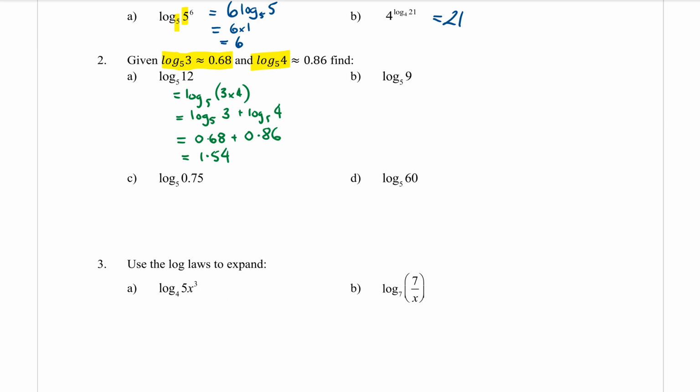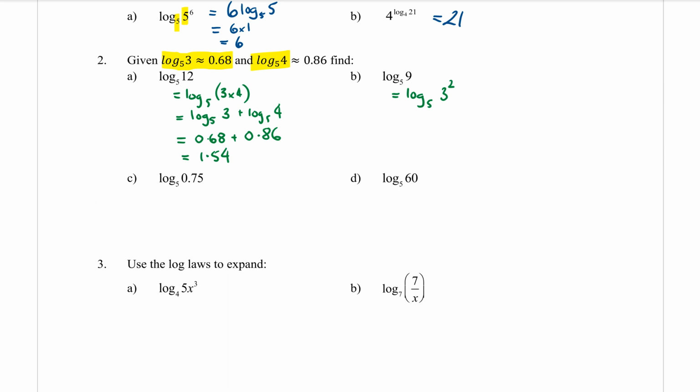So let's try that again for part B. I have log base 5 of 9. So that 9 on the end, I need to try and write that in terms of 3s and 4s and maybe 5s. So 9 is 3 squared. So let's change that to be log base 5 of 3 squared.